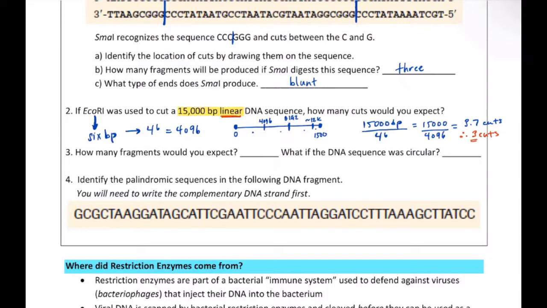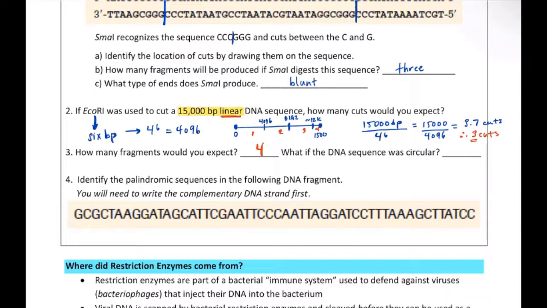Okay. So how many fragments? Again, we're looking at that picture that I just drew there. So there's 1, 2, 3, 4 fragments. So I expect 4. The question, though, is what if the DNA sequence was circular?